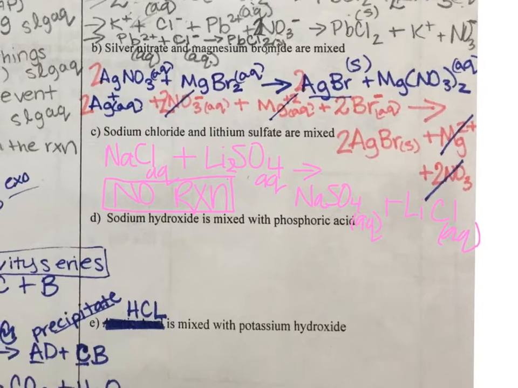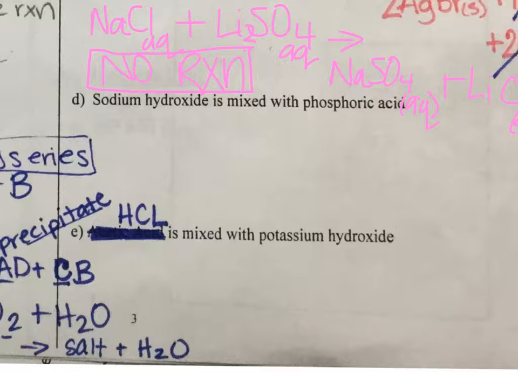All right, looking at D, sodium hydroxide mixed with phosphoric acid. Okay, so sodium hydroxide, there's our good old hydroxide rules, right? So we have NaOH being mixed with my phosphoric acid. How do you write phosphoric acid, y'all? H3PO4, good. Don't forget that -3 charge crisscross down, okay? All right.